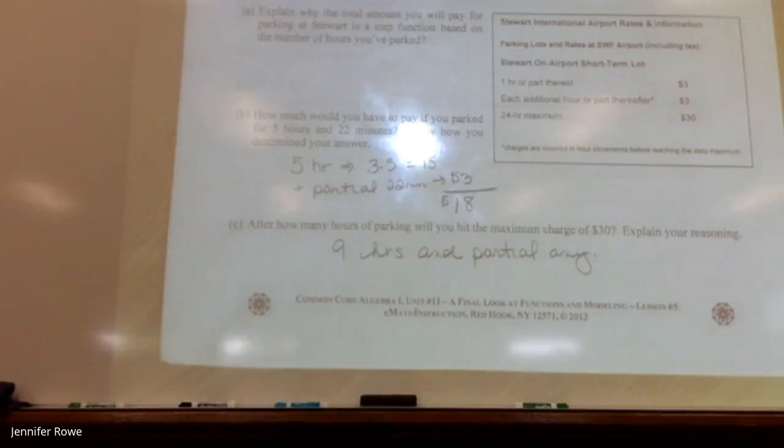Because it adds $3 for every hour. $3 every hour, or every part of an hour. Is there any way you're ever going to get to a number like $4? No. They're always going to be multiples of what? They're always going to be multiples of 3. That's why it's a step function. You're not ever going to get every single number. There's no way for it to cost you $8 to park there.